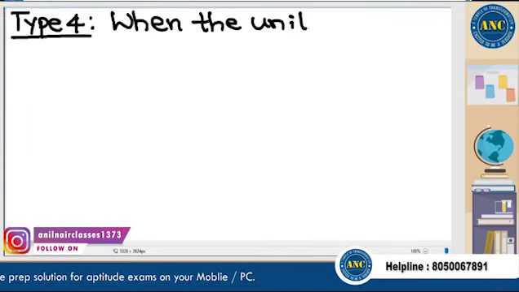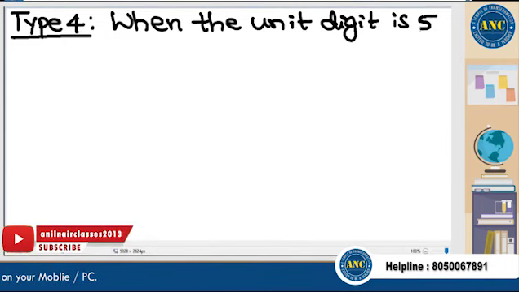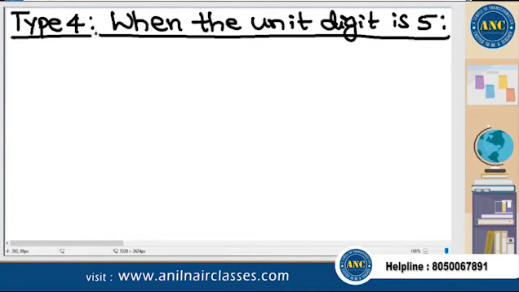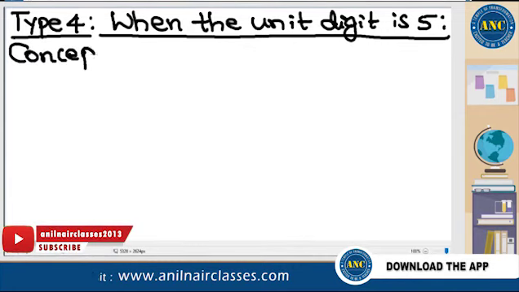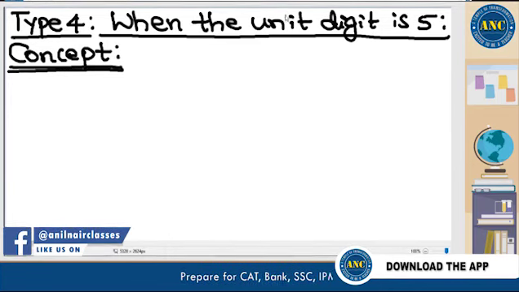Type 4, when the unit digit is 5. Now listen carefully, sir. First we will always attack the concept. If the concept is clear, we can solve all these problems very easily.